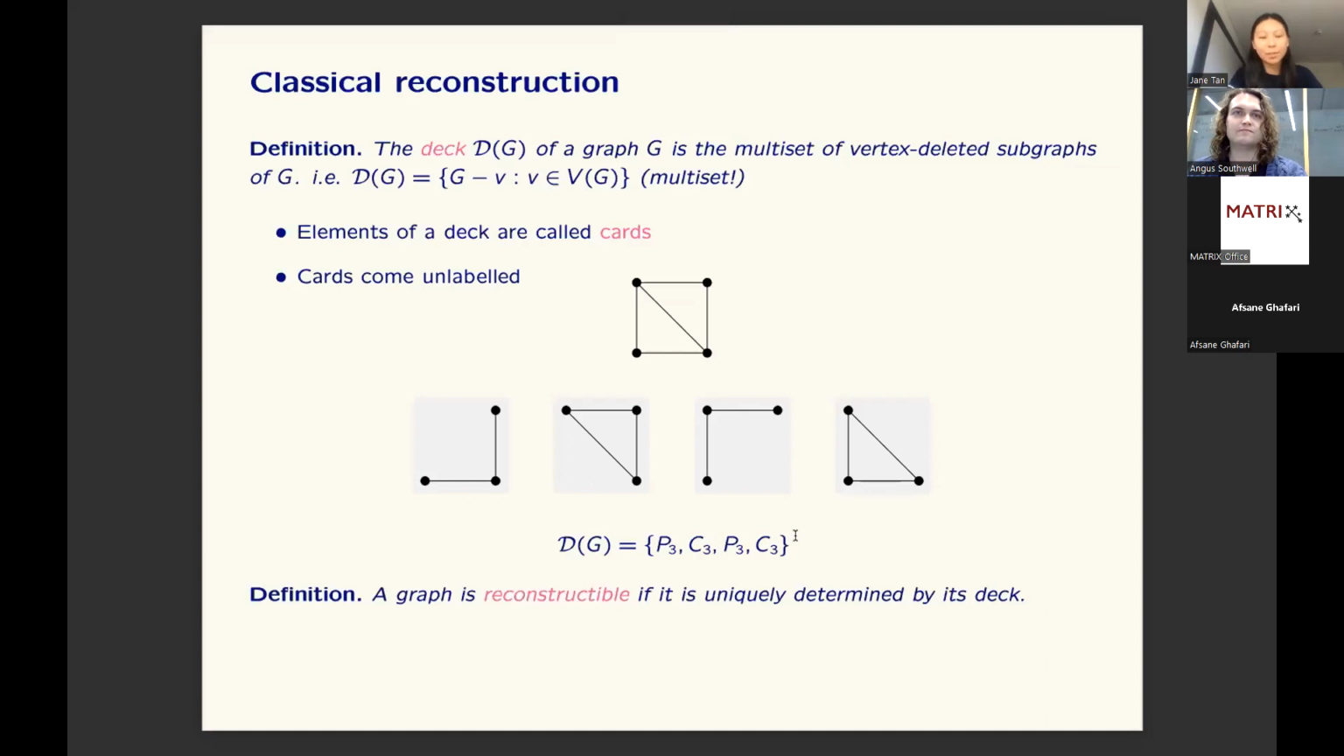Okay, so now an important definition: we say that a graph is reconstructible if it's uniquely determined by its deck. What that means is, just given the deck in this abstract form, we can tell you exactly what the original graph is up to isomorphism. And that brings us to a natural question: which graphs are actually reconstructible?